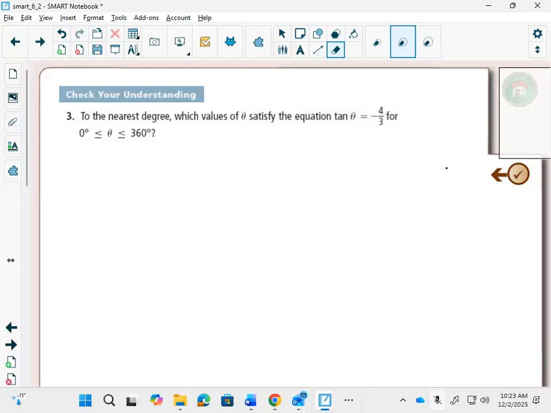This is on page 446. So we want to solve for theta. We have tan of theta equals negative 4 over 3.